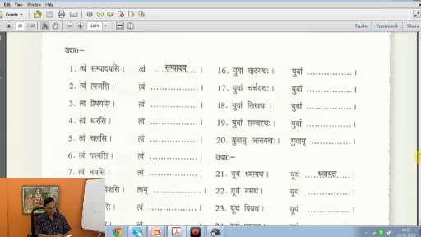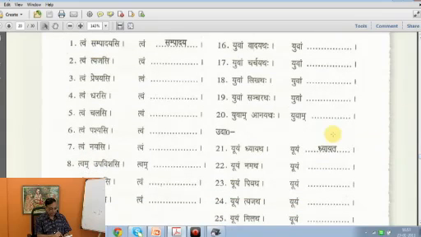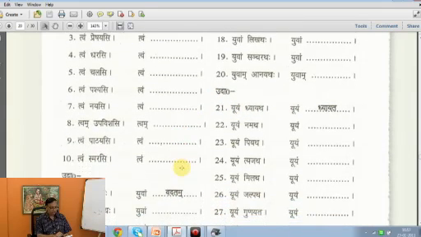First, Tvam Sampadayasi, Tvam Sampadaya, Tvam Tyajasi, Tvam Tyaja, Tvam Preshayasi, Tvam Preshaya, Tvam Dharasi, Tvam Dhara, Tvam Chalasi, Tvam Chala, Tvam Pashyasi, Tvam Pashya, Tvam Nayasi, Tvam Naya, Tvam Upavishasi, Tvam Upavisha, Tvam Pathayasi, Tvam Pathaya. Tvam Pathayasi means you are teaching, Tvam Pathaya means you teach. Tvam Smarasi, you are remembering, Tvam Smara, you remember. So this way, by separating the terminations, you can learn the imperative faster.